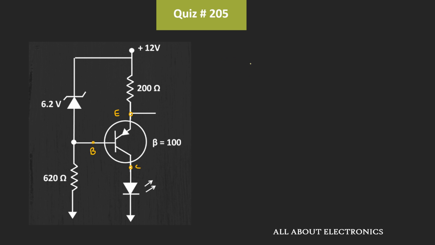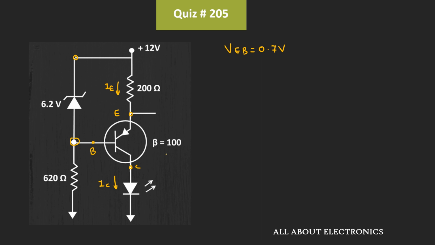So for the PNP transistor, if it is operating in the active region, then the emitter base junction will be forward biased. So here, this voltage VEB is equal to 0.7 volt. And here, between these 2 points, this Zener diode of 6.2 volt is connected. So here, this current will be the emitter current, while the current which is flowing through this LED is equal to the collector current. So basically, we need to find this collector current.